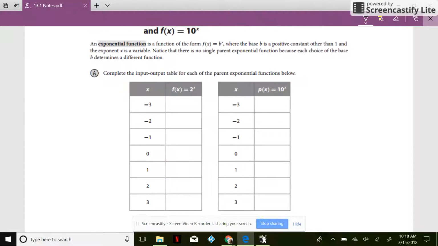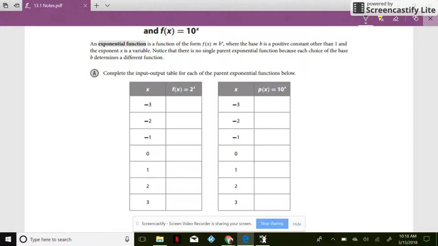An exponential function is a function of the form f of x equals b to the x, where b is a positive constant other than 1, and the exponent x is a variable. Notice that there is no single parent exponential function because each choice of the base, b, determines a different function.